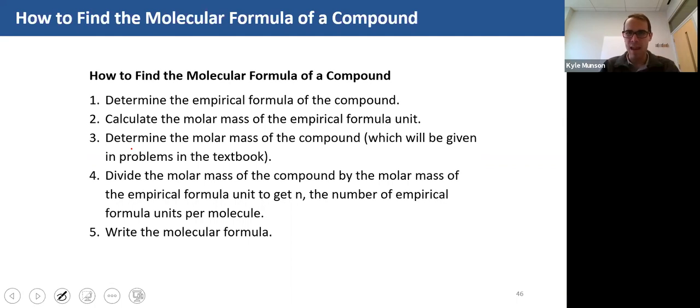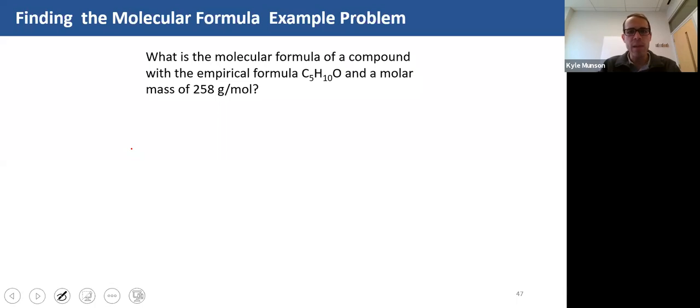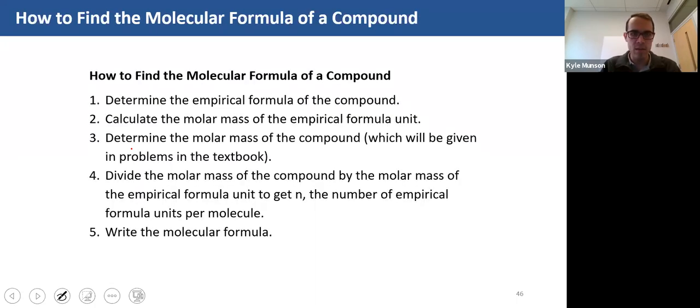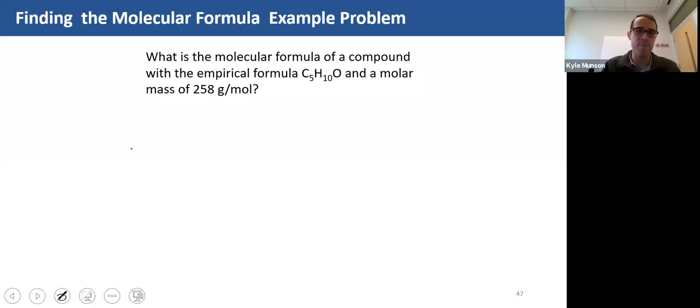As with all things that I read like this, it may not make a lot of sense until we do some examples together. So let's do that. What is the molecular formula of a compound with an empirical formula of C5H10O and a molar mass of 258 grams per mole? Okay, so we're given the empirical formula. So that's the first step. Now we need to calculate the molar mass of the empirical formula unit. And we're given the molar mass of the compound, right? So we just have to do step 2 here for now.